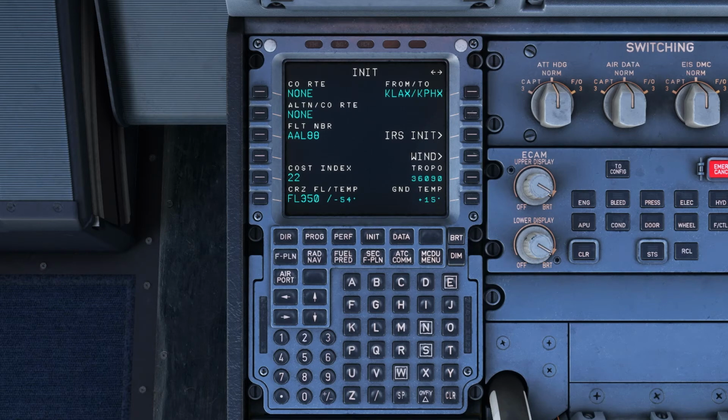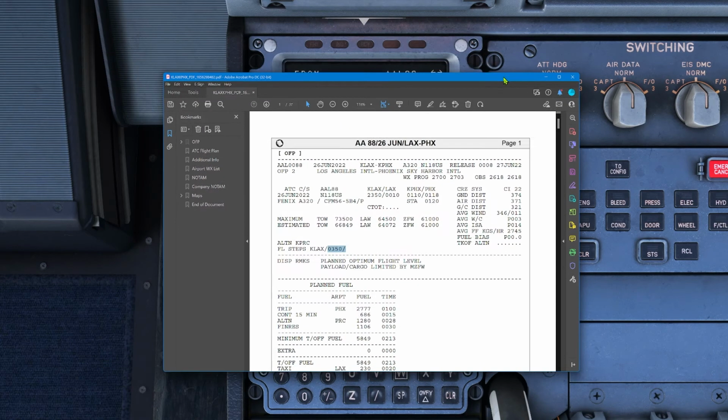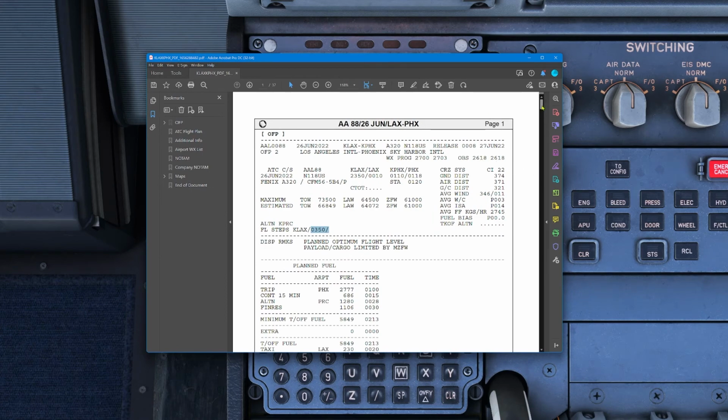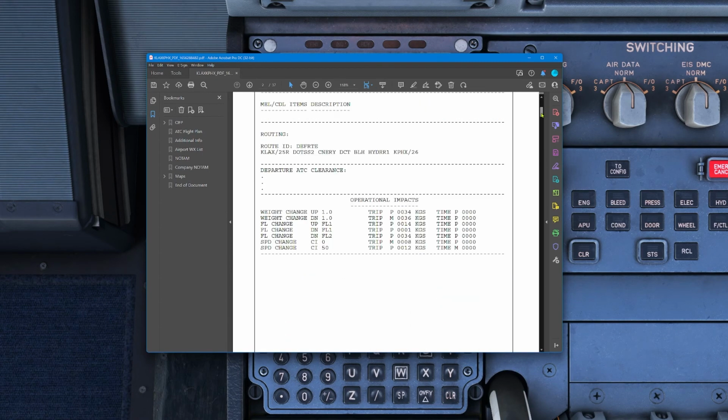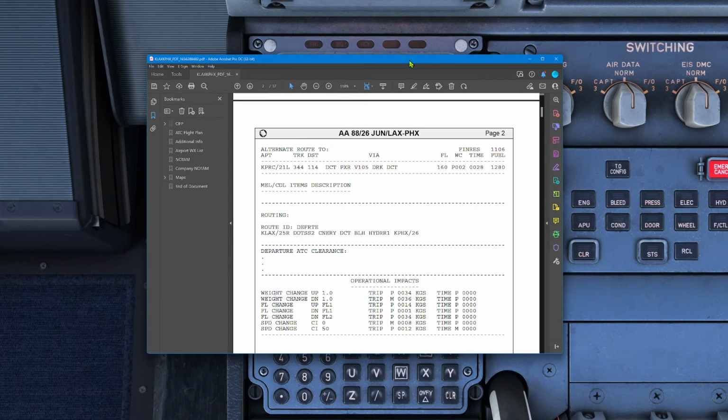Now we're ready for the flight plan. So we come over here and there's nothing in here, right? Except for your origin, where you're departing from and where you're going to, KPHX. So here's what we do. If we look at the flight plan, where are you at? Here we are. The flight plan says that we are departing runway 25 right. Okay, so that we know.